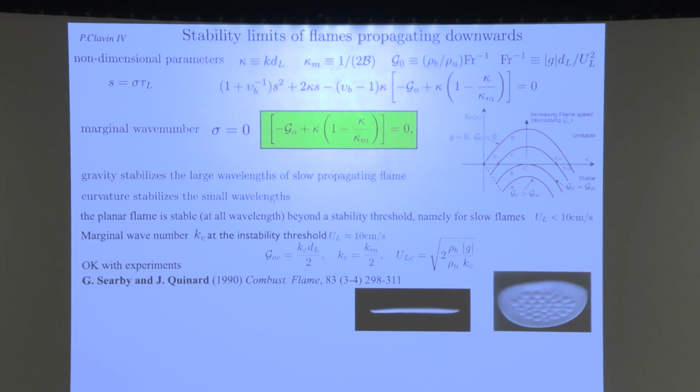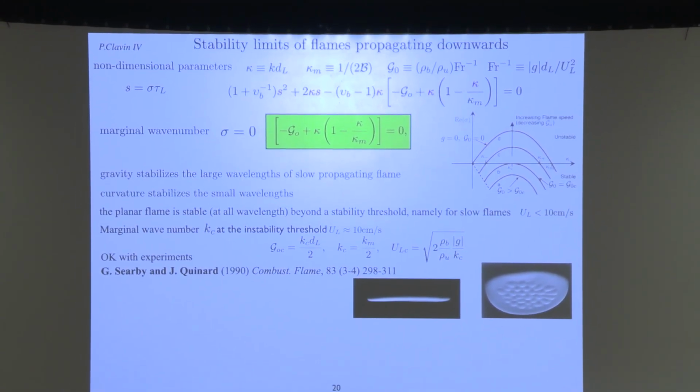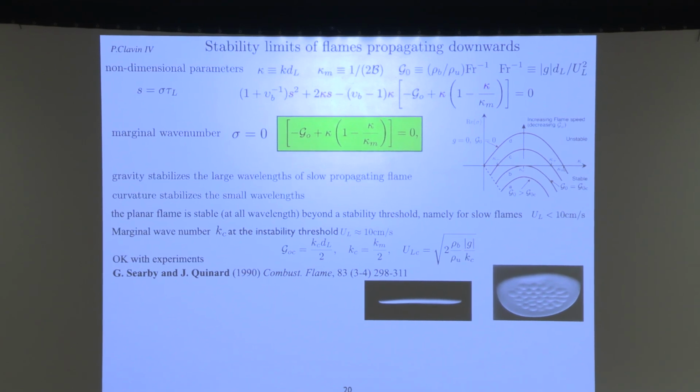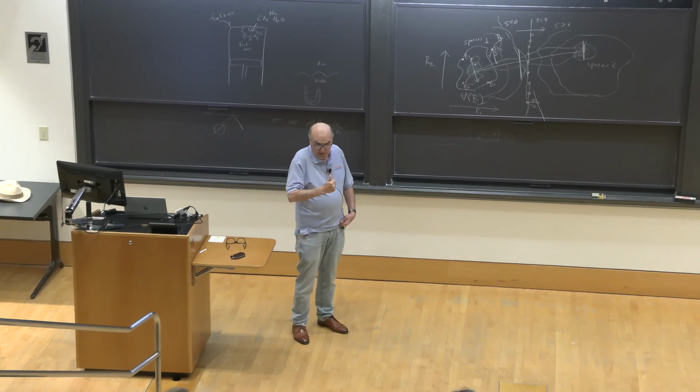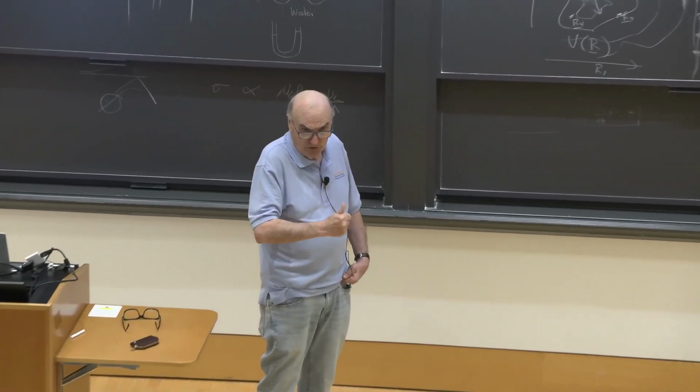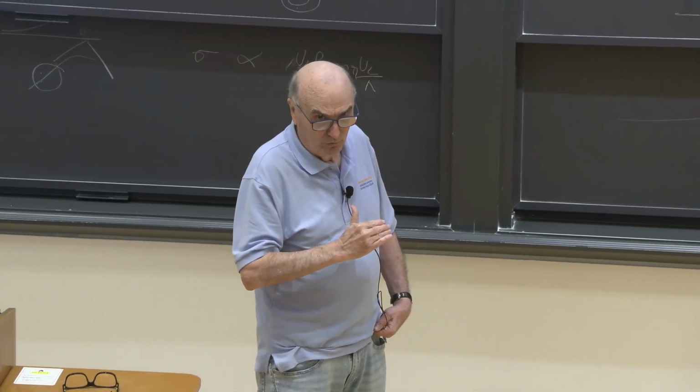And this is a flame propagating downward at about 10 centimeters per second. It is very difficult to do that. Why? Because, as I'm going to explain, such flames are very sensitive to quenching mechanisms by heat loss. So it's not an easy thing to do.